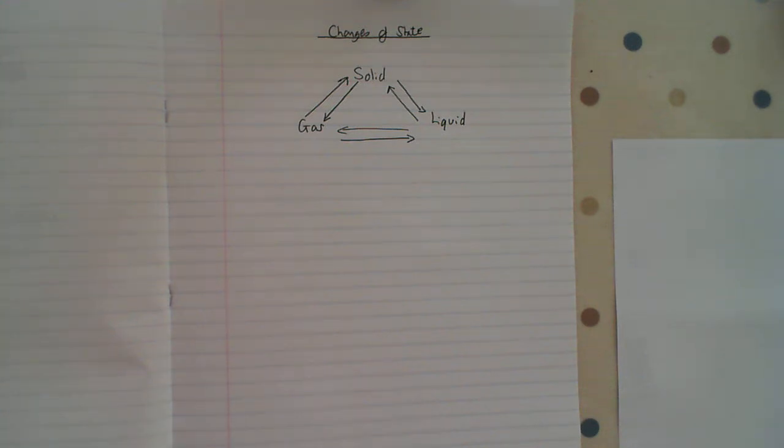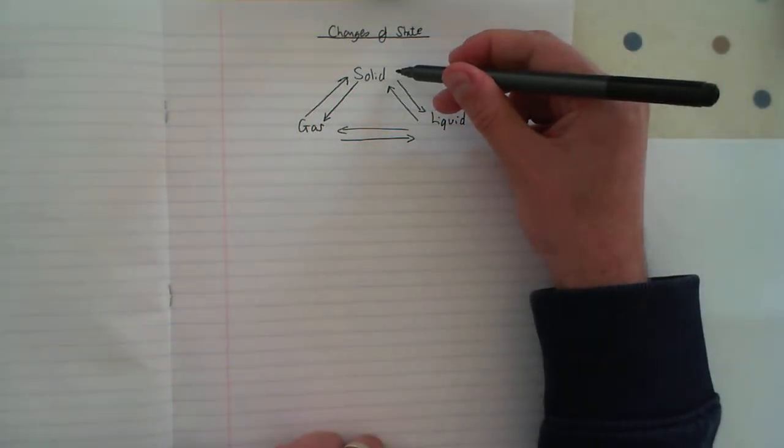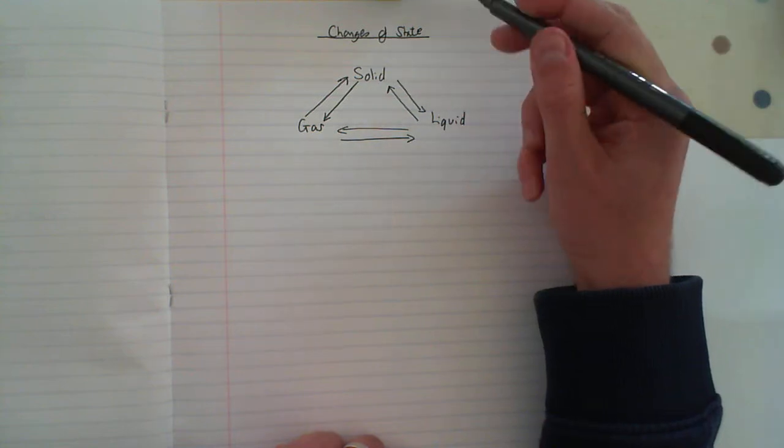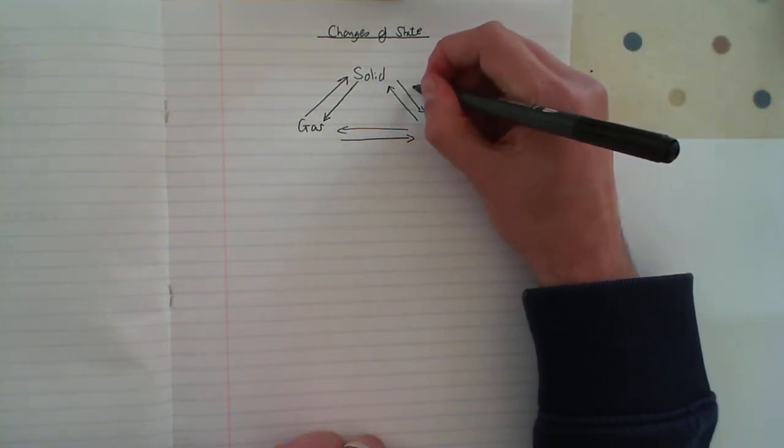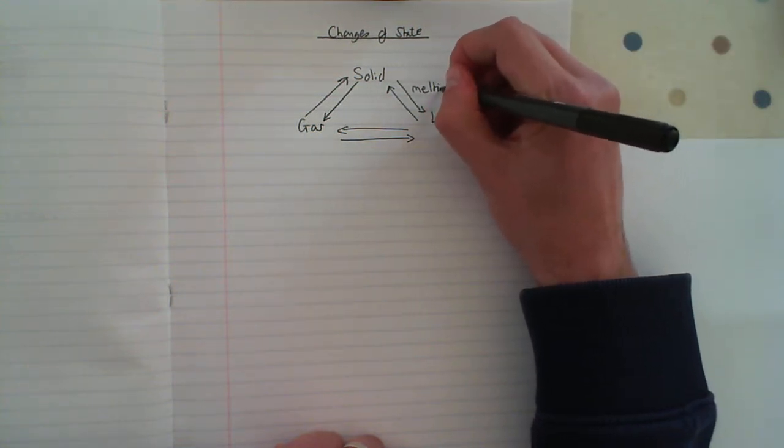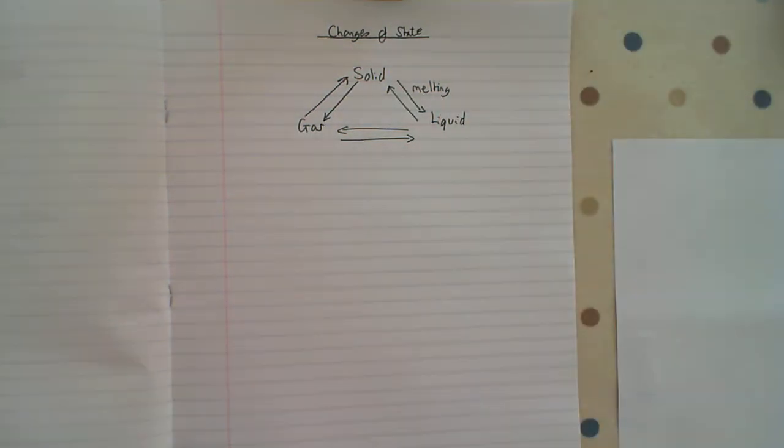Changes of state occur when the internal energy, the thermal energy of the particles, increases or decreases, whether we heat it up or cool it down. For example, if we heat a solid up to a liquid, we melt it. That's called melting. However, it's a physical state change, so it can be reversed.